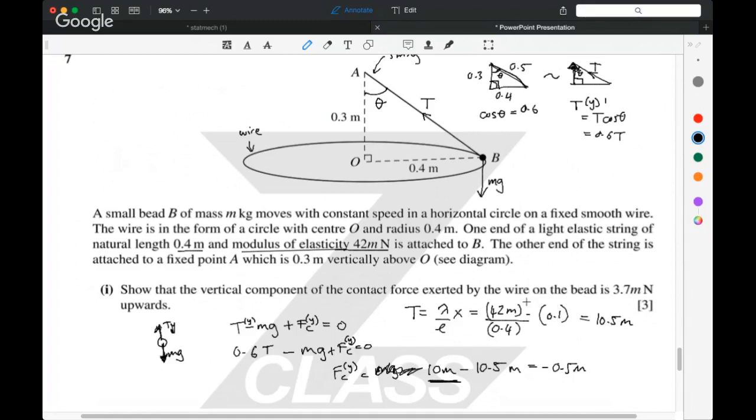And you can see that if I wrote them all out again, in this scenario, you would see that T is 10.5 minus 10 plus 0.5. So the contact force must be acting the same direction as T for this thing to equal 0.